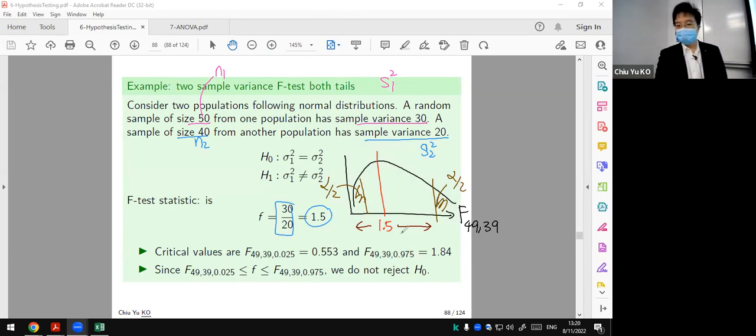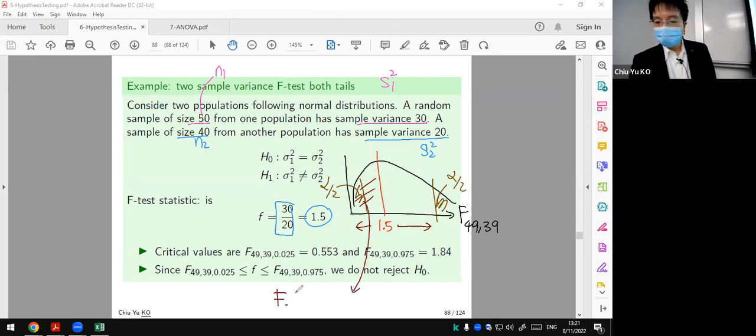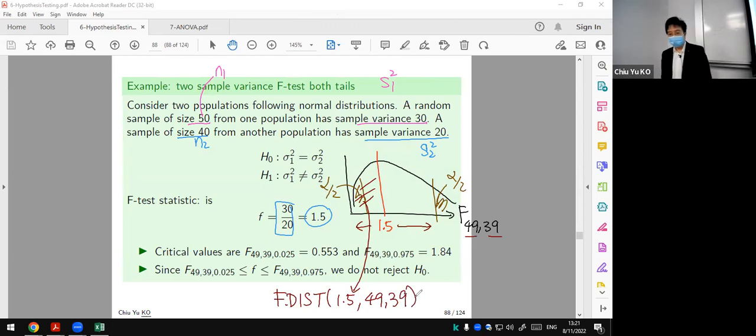It's very simple. You can look at the area. Suppose this area. How can you get this area? It's just F.DIST of 1.5, and you put in degrees of freedom 49, 39. And you look at this number. Is it less than 0.5? If so, go ahead and multiply by 2. If not, subtract from 1, calculate the right-hand side and multiply by 2, the same thing. So that is the standard procedure.